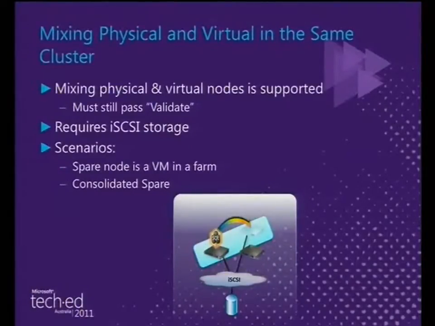If you mix physical and virtual in the same cluster, iSCSI storage is required. We'll talk about that a little bit later, but essentially, whenever you're doing guest clustering, you need to use iSCSI storage. So a scenario here where you might mix the two would be if you have a cluster with multiple nodes and a number of those nodes are just standby, they're not running any workloads. And what you might want to do is actually take those nodes and make them virtual, so that way you're not having a bunch of hardware sitting idle all the time and not being used.